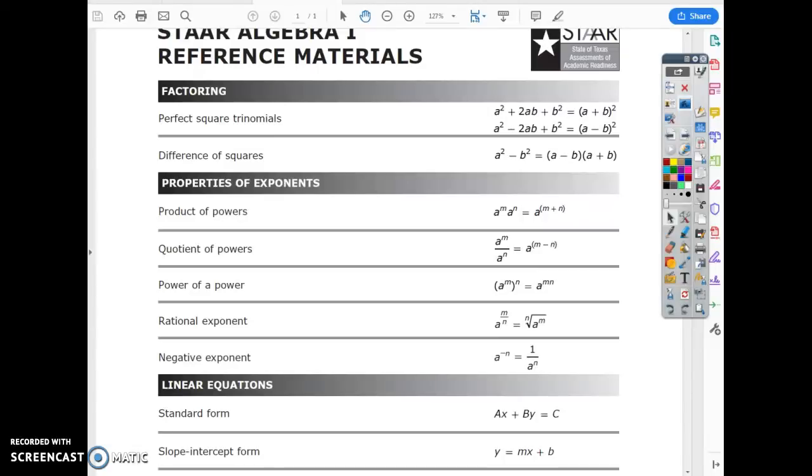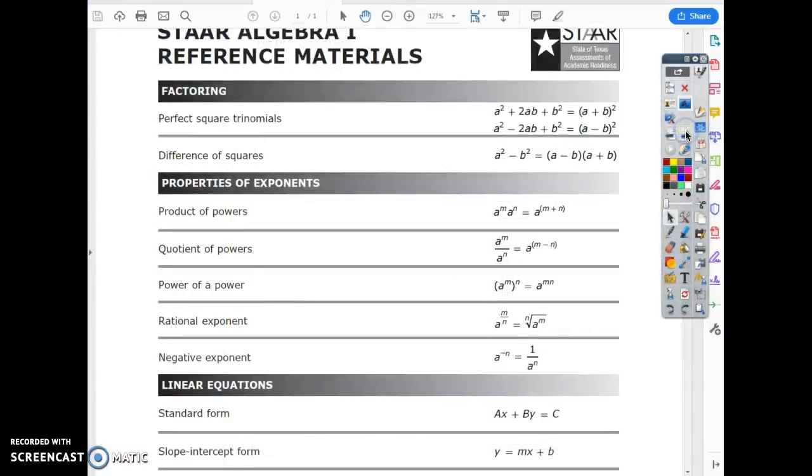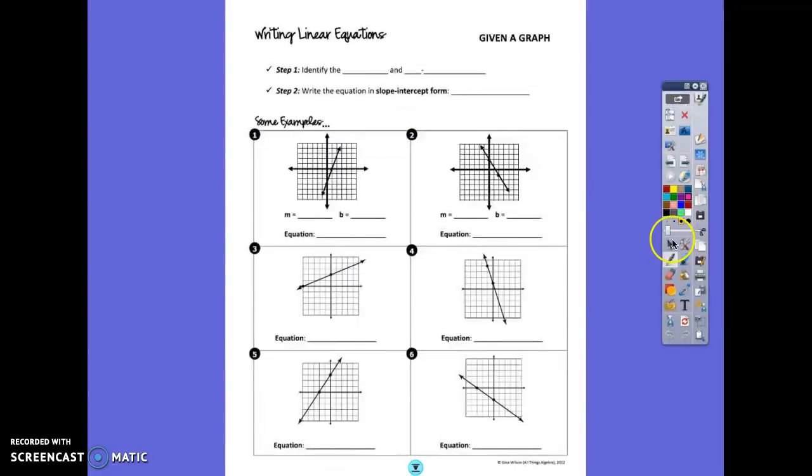Okay, so for today's worksheet, we're going to use the formula that's on the formula chart. So we're looking for slope-intercept form. Okay, so make sure you find that on the formula chart. Why? Because they're giving us a point and a slope.